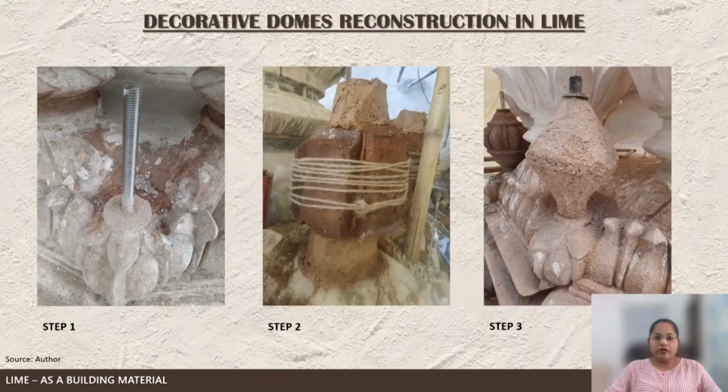Moving towards the decorative domes reconstruction, this is one of the projects where we have done the reconstruction of missing elements. We have used 16 mm thick SS metal rods fixed at the center points of the smaller dome elements for the main support, wrapped with coir rope for better binding with the lime mortar. The desired shape was achieved by using masonry and lime mortar. Around 1.5 to 2 inch thick rough lime plaster was applied as the first layer.